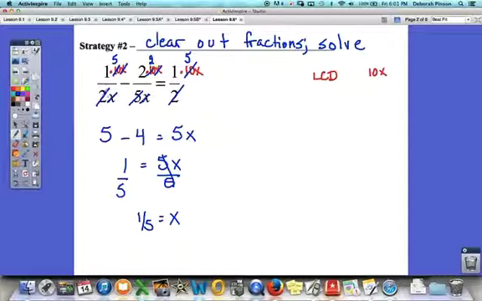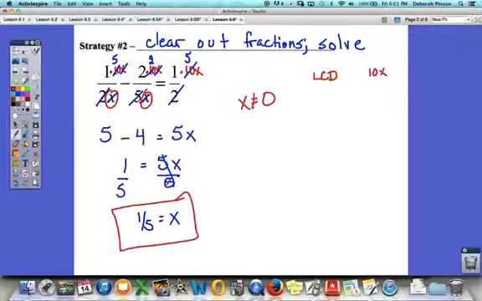Now again, think about restrictions from your original problem. 0 is what would be a problem. It's not my answer, so that's fine. All right, so these are our two strategies, the two things that we're going to go through and do. On each of these, I'm going to mention, okay, I'm using strategy 1, I'm going to use strategy 2.